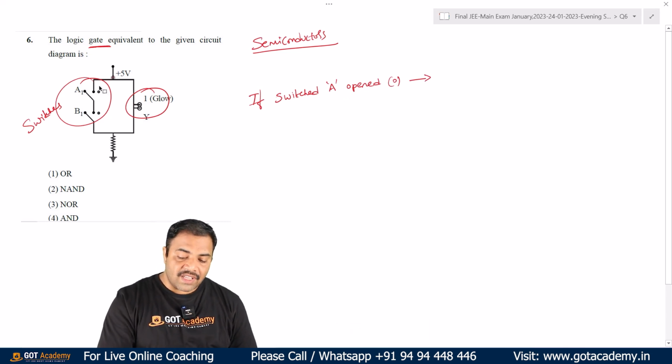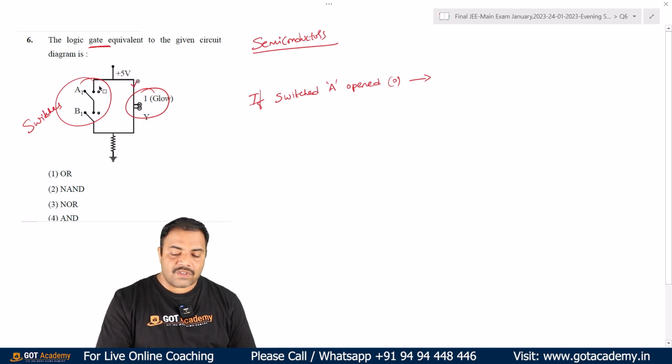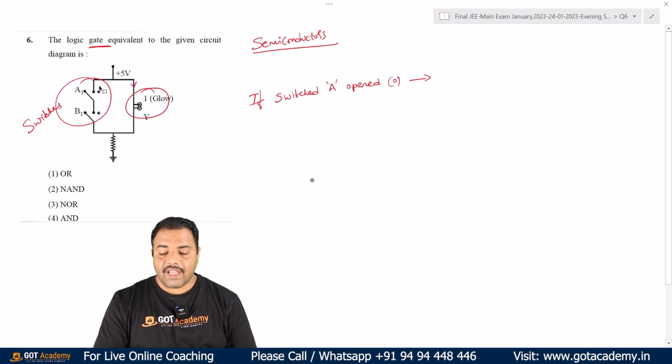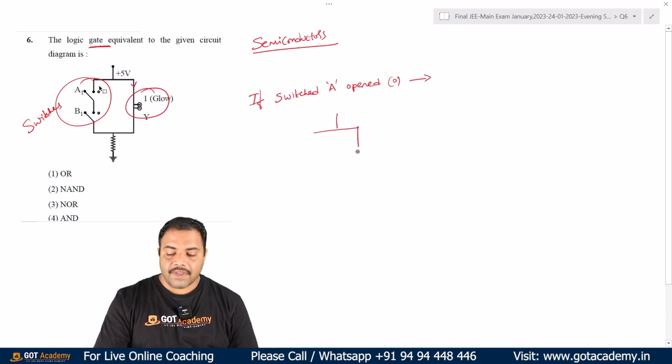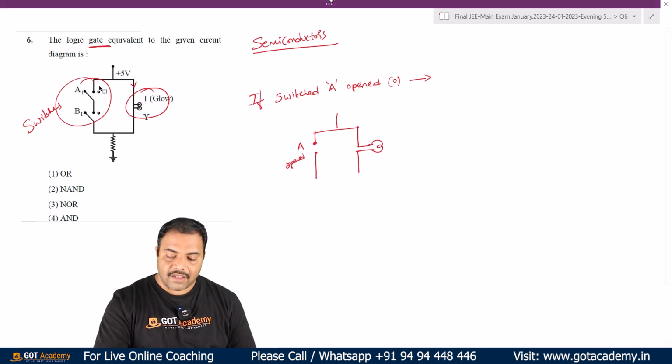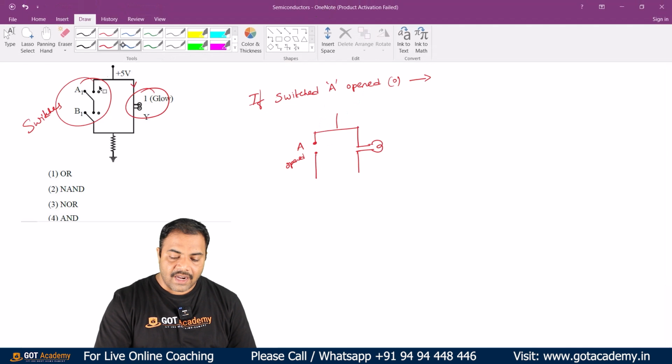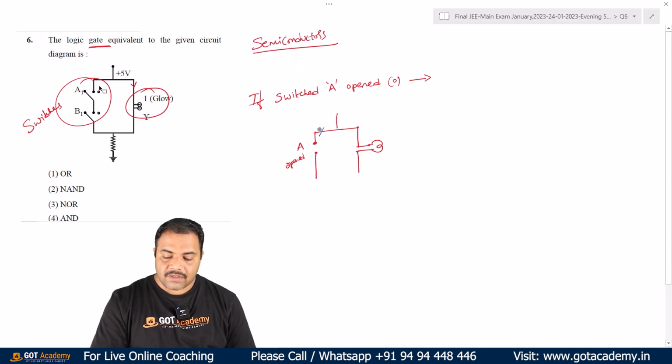So then what happens to the other side? If there is no current through A, then current through B flows. If there is no current through A, the circuit diagram is like this. So here A has been opened. So the current through this one is nothing. Since it is open, current cannot flow through the open path. So here there is no current.